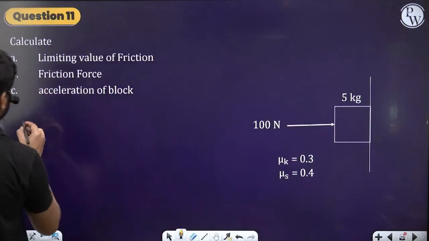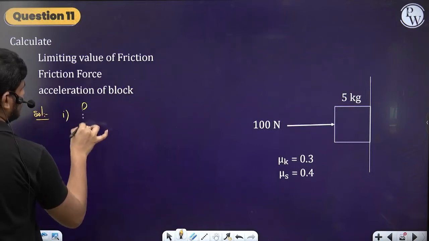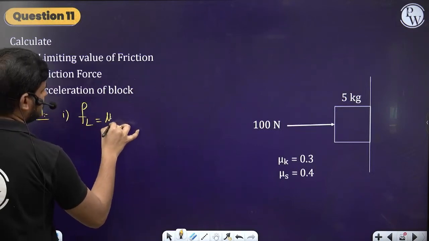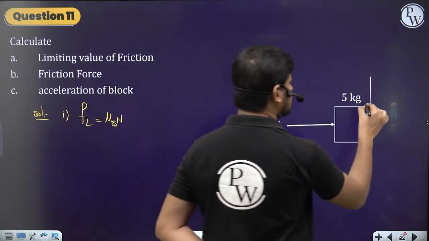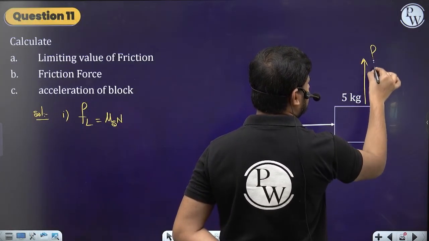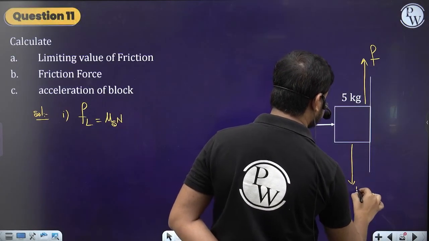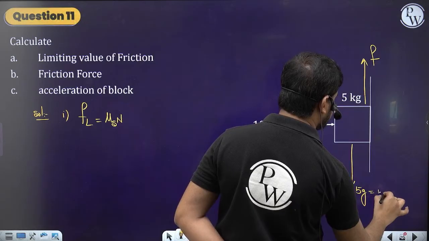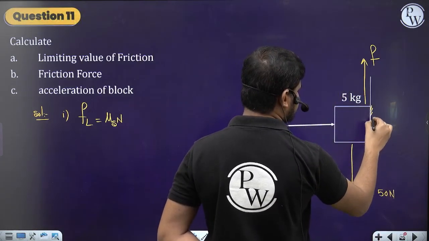Same 9th question type. So the first one, find the F limiting. So F limiting formula is mu s into N. See here, again the same thing. The friction acts on this side. Yes or no? And its own weight. What is the weight? 5g, 5 into g, which is nothing but 50 newtons. So this is the rough surface.